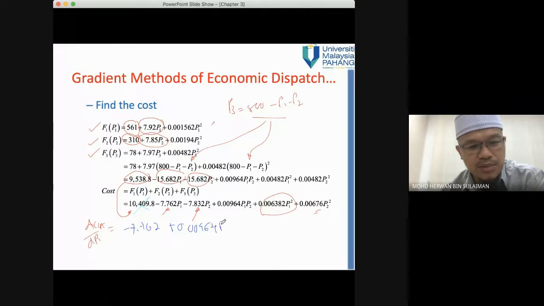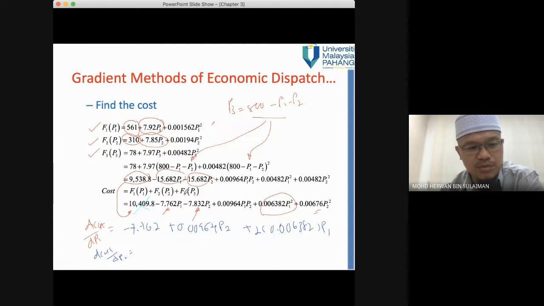0.006964 P. You differentiate with respect to P1, you get P2, right? And then P2 no problem, so plus 2 times 0.006338 P1. Okay, so this is the value for d cost over dp1. Next, d cost over dp2.